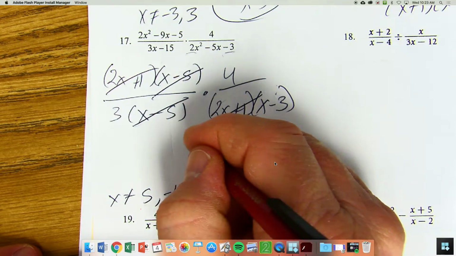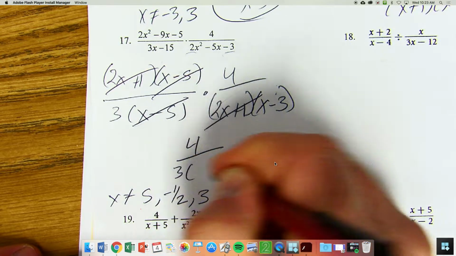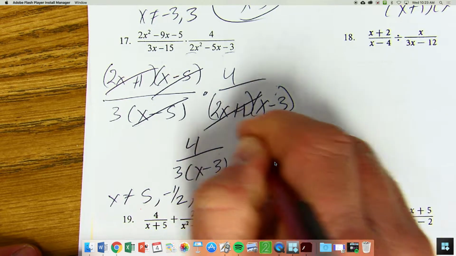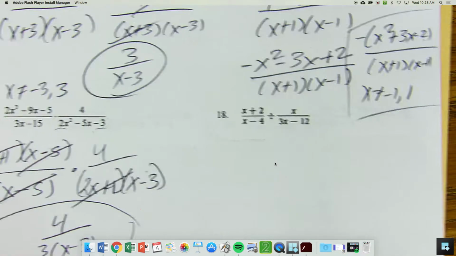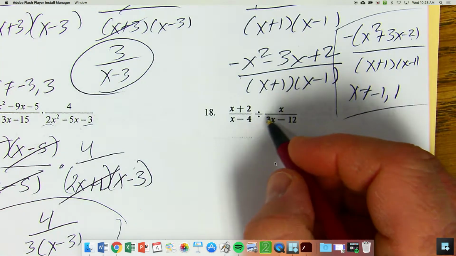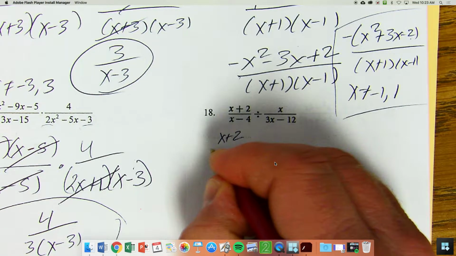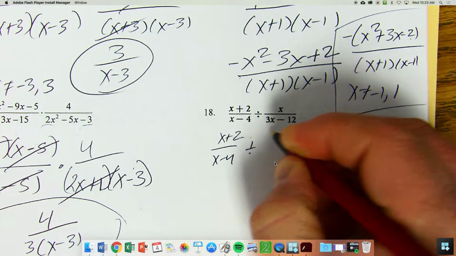That's it. So up top you have 4 over 3 times x minus 3, and I'd leave it just like that. Okay, you're done. 18. So with division, I'd still tell you to factor everything first. Leave it as divide for just a second.